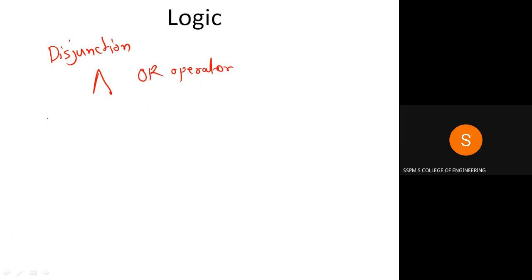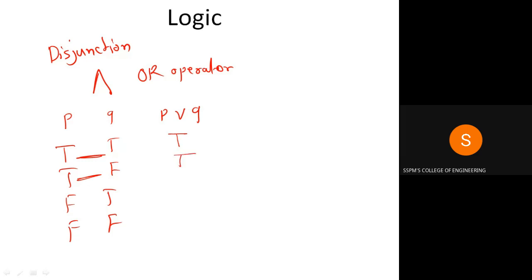How do you find the truth table of disjunction? Suppose P, Q and P or Q: T, T, F, F, T, F, T, F. How to find the disjunction of any two statements? If you have at least one T, then the truth value is T. So here we have two T's, so the value is T. Here also we have one T, so the result is T. Here also we have T. In this case, we do not have any T's, therefore the value is F. So if you have at least one T, the result is T for the OR operator.